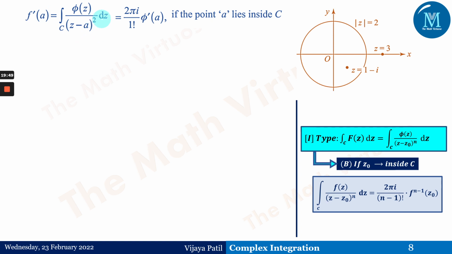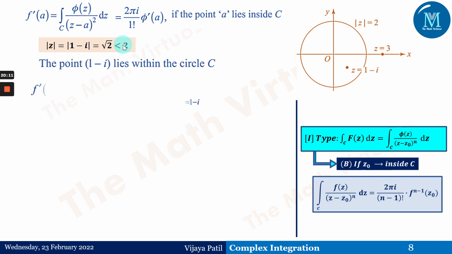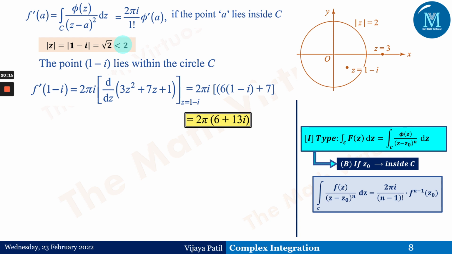Moving ahead, f'(a) is the integral of φ(z)/(z − a)² dz, which is 2πi/1! times φ'(a) if the point a is inside C. This is the formula we have seen. Now this is type 1 part B, where z0 is inside. If it is inside, we have to use this particular formula. Check this: |1 − i| is √2, which is less than 2, so the point 1 − i lies within C.